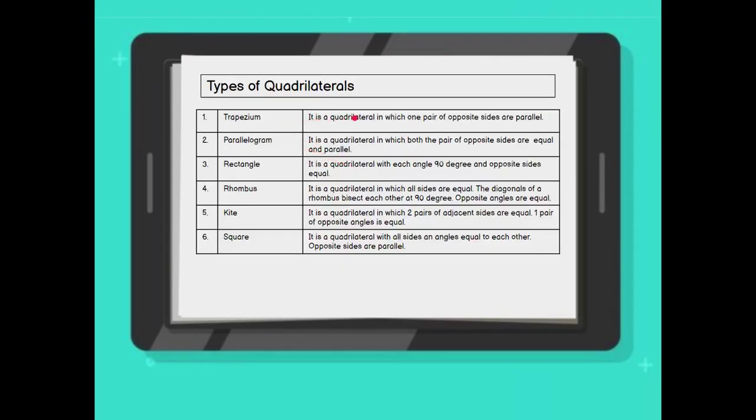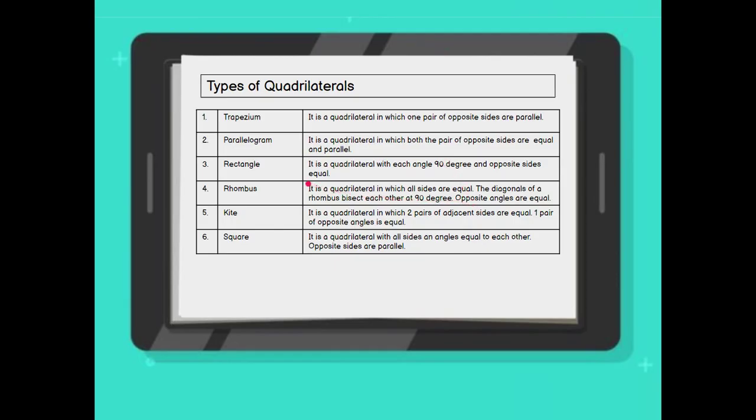Coming to types of quadrilaterals. First, trapezium. It is a quadrilateral in which one pair of opposite sides are parallel. Parallelogram. It is a quadrilateral in which both the pair of opposite sides are equal and parallel. So there are mainly 2 differences between a trapezium and parallelogram. Trapezium is a quadrilateral where only one pair of opposite sides is parallel, not equal. Whereas in a parallelogram, both the opposite pair of sides are equal as well as parallel.